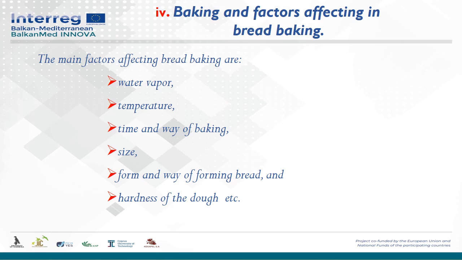Baking process in bread making procedure. Well, there are some factors that affect bread baking. For example, they are water vapor, temperature, time and way of baking, size, form and way of forming bread, hardness of dough, etc. Well, let's see some of them. The presence of the water vapor in the oven ensures normal baking and improves the appearance of the bread.